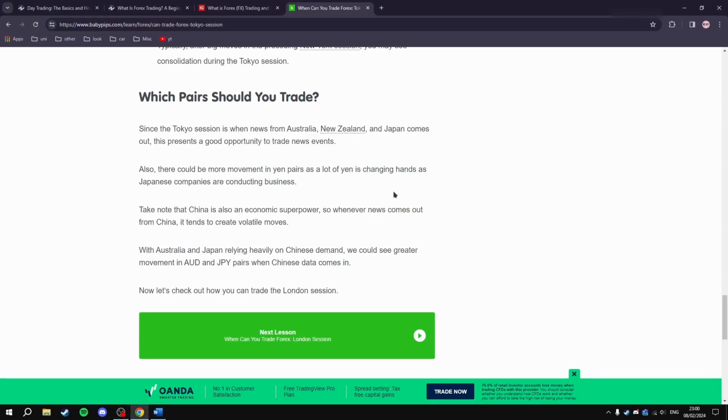Which pairs should you trade? Since the Tokyo session is when news from Australia, New Zealand, Japan comes out, this presents a good opportunity to trade news events. Also, there could be more movement in yen pairs as a lot of yen is changing hands as Japanese companies are conducting business.